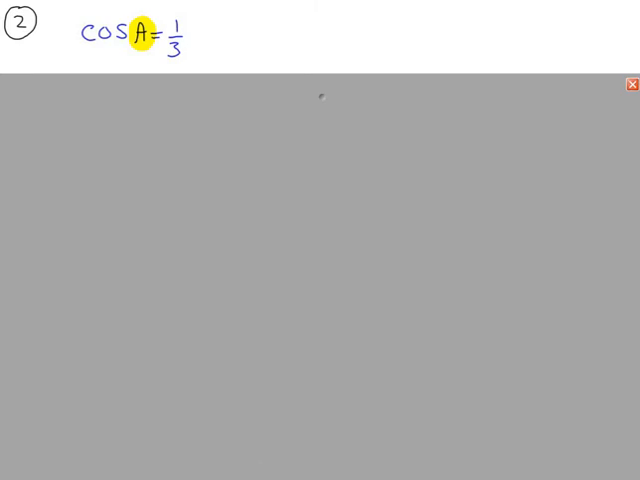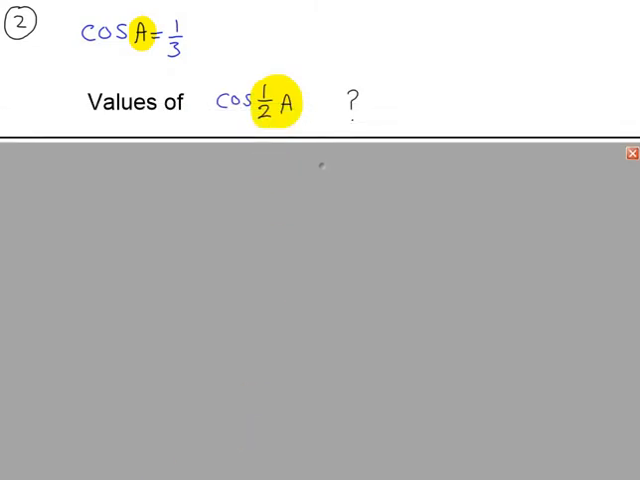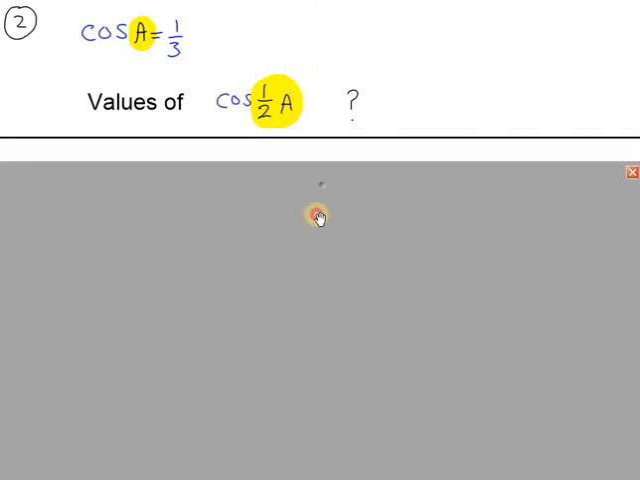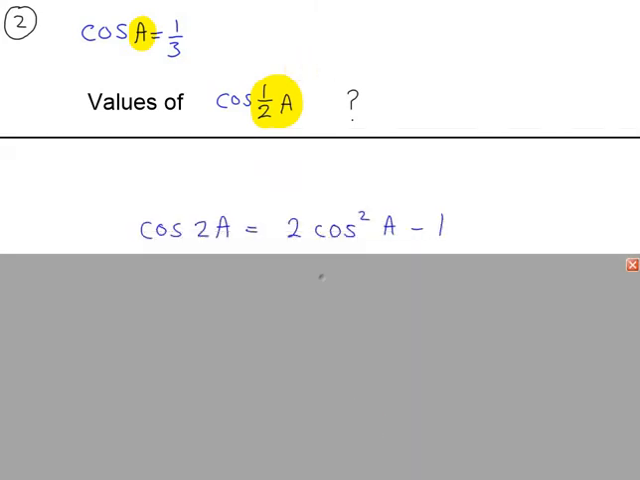Example 2, cos A is equal to 1/3, so again the cosine ratio for angle A is given, but we have to work out the values, so there's more than one, the values of cos 1/2 A. Again, if you look at the angles, this angle is double this one, so we can use a double angle identity for cosine. This is the one that we're going to use. There's no mention of sine in this, we only have cosine here in the problem.